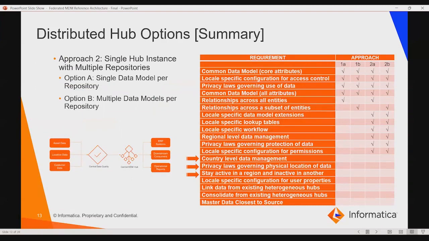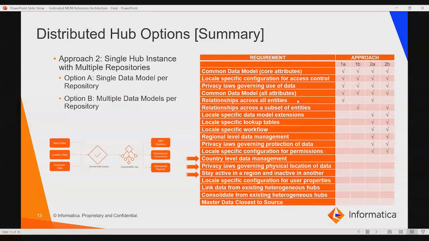Let's take a look at the distributed hub options summary for 1A, 1B, 2A, and 2B. So 2A, 2B, if you remember, was a single hub instance with multiple repositories. 2A was single data model per repository, and option B was multiple data models per repository. As you can see here, for 2A and 2B, the use cases have expanded. Now we are covering local specific configuration for permissions, privacy laws governing protection of data, regional level data management, local specific workflow, local specific lookup tables. All of these are covered by 2A and 2B.